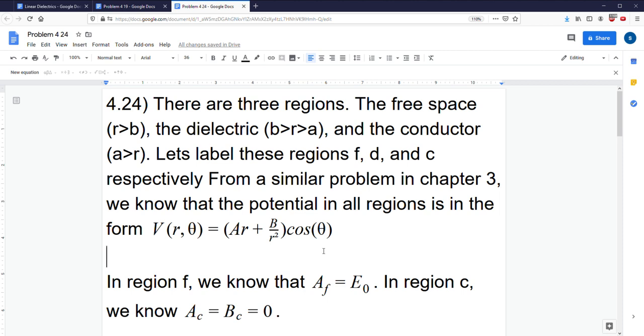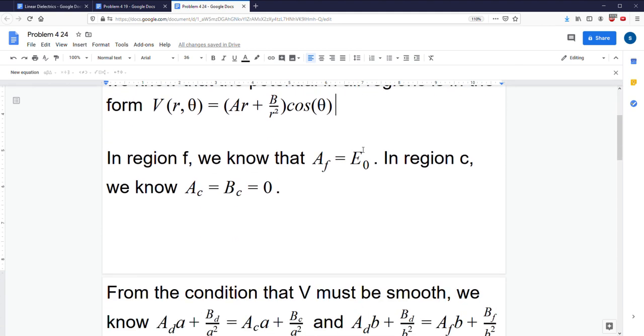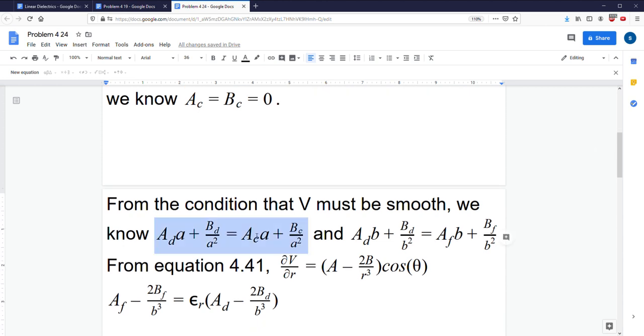Our next conditions come from the fact that potential should not experience any discontinuous jumps, which means A times r plus B over r squared should be the same in the boundary regions. So calculating for free space and calculating for dielectric, they should be the same when r is equal to b, and dielectric and conductor, they should be equal to each other when r is equal to a. That gives us these two conditions. This is for the boundary between the dielectric and the conductor. This is for the boundary between the dielectric and the free space.